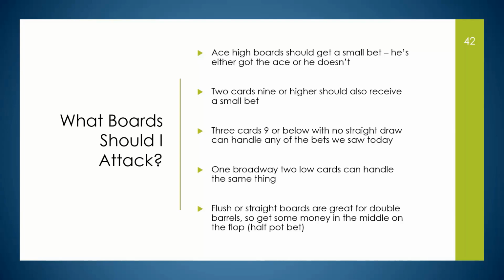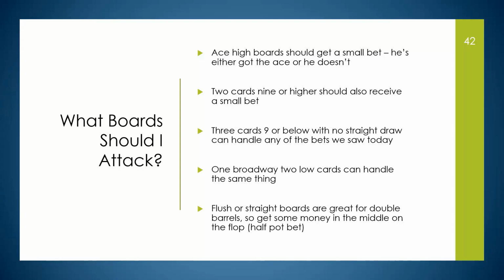1 Broadway, 2 low cards can handle the same thing generally. So that's like king XX, queen XX, jack XX. Now, if you have a 9 in there, right, if it starts putting flush and straight draws out there, you might not want to get as cute with the small bet, but generally the bigger bets will work. But yeah, if it's just king 4-2, again, you can do the overbet, you can do the 1/3 pot size bet, you can do 2/3 pot size bet.